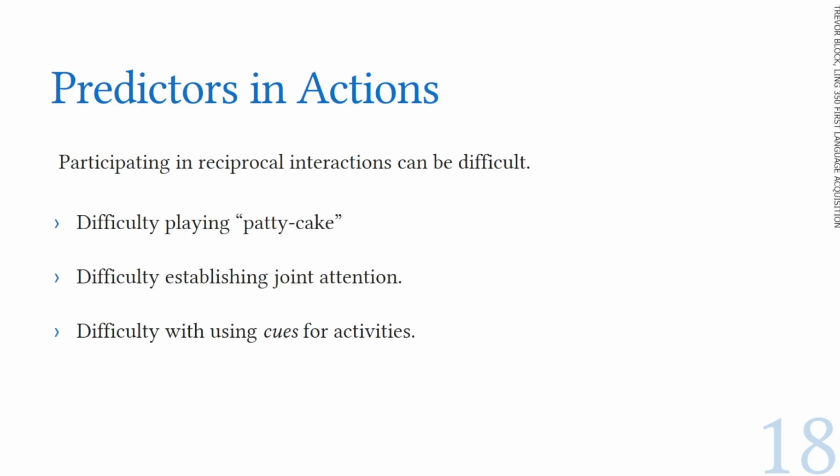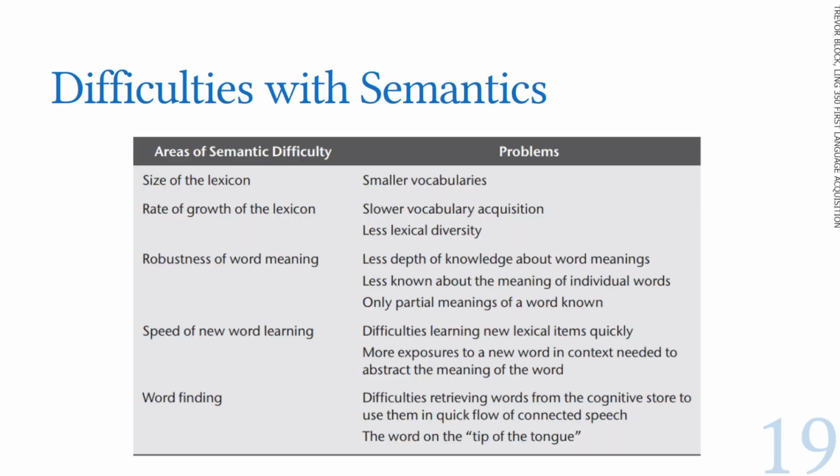Okay, so behaviorally, you might see some issues here with reciprocal interaction. So this is when a child is interacting with somebody else. They're basically doing the same thing. So playing patty cake, for example, very classic game. Any issues with joint attention or understanding when certain things are happening using cues like gestures. So they might just have difficulties with that communication in terms of their actions.